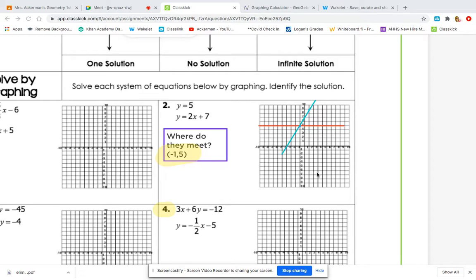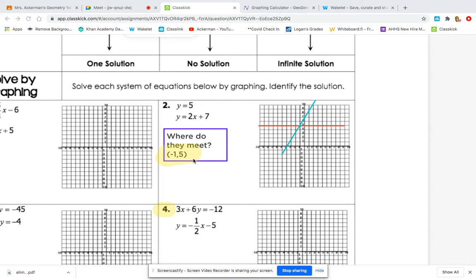And so you'll see number 2 I still have up here, that was in video 1, and we solved by graphing. When we graphed y equals 5, that was the red line. And then we graphed y equals 2x plus 7, that's that blue line. Where they intersected was the solution, and it was -1, 5.